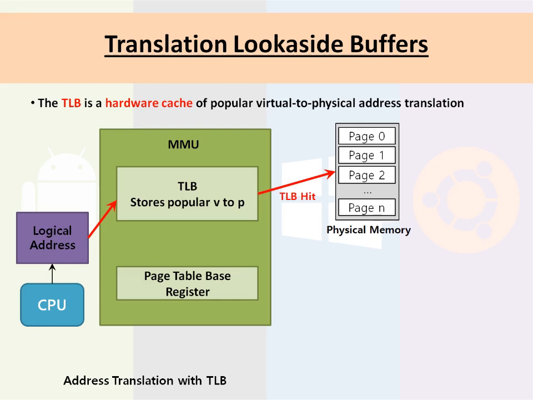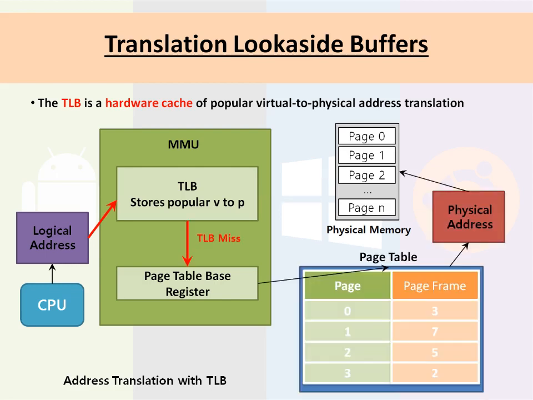But what happens in the alternate case when the key value or the virtual address is not found in the TLB? Well, then we have a TLB miss. And in the case of a miss, we just do what we did before. We go to the page table base register that points to the page table. The page table is then utilized to get the physical address, and the physical address allows us to access the memory.